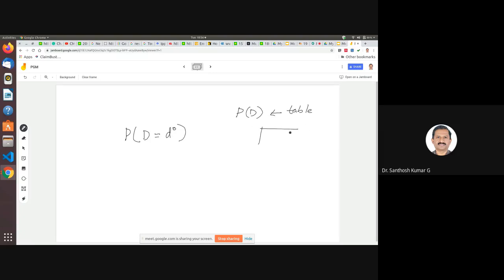In this case, we have P of D as D0 and D1, and associated numbers here, 0.6 and 0.4, something like that. But what is this? This is the difficulty level of a course associated with the value taken. So this will be a single value representing the probability, not a table. P of D in this case will be 0.6, because it is taking the value D0.